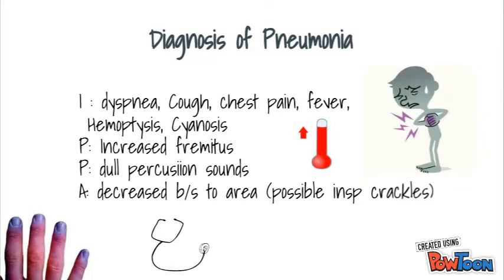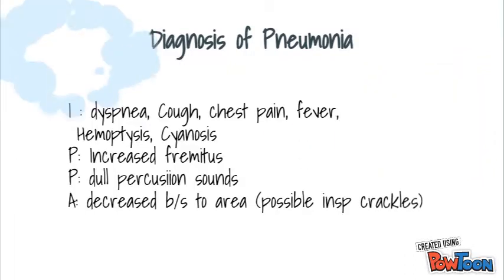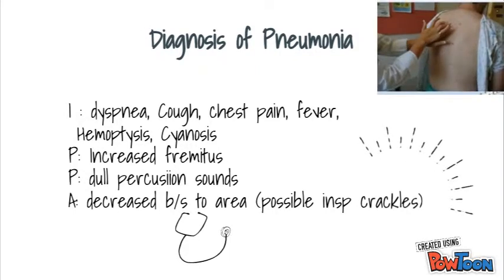Cyanosis will be caused due to hypoxemia as their gas exchange mechanism is impaired due to consolidation of the alveoli. The hemoptysis will be caused because the RBCs may also move along with the fluid into the alveoli. On palpation, there will be an increased vocal and tactile fremitus. This is because vibrations travel better from a fluid-filled or consolidated tissue.